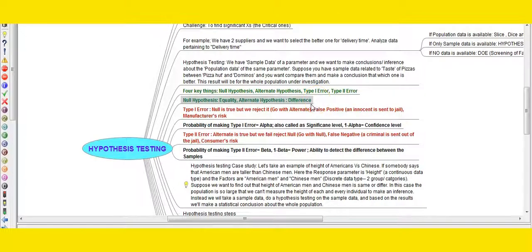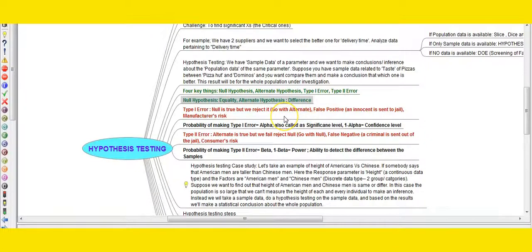The alternate hypothesis is the hypothesis of difference. We say that one brand of pizza differs in taste from another brand. Maybe brand A is better than brand B. So this is called the hypothesis of difference. It is the alternate hypothesis. So always in hypothesis testing there are two hypotheses. First one is the null hypothesis, the hypothesis of equality, and the second is the alternate hypothesis, the hypothesis of difference.